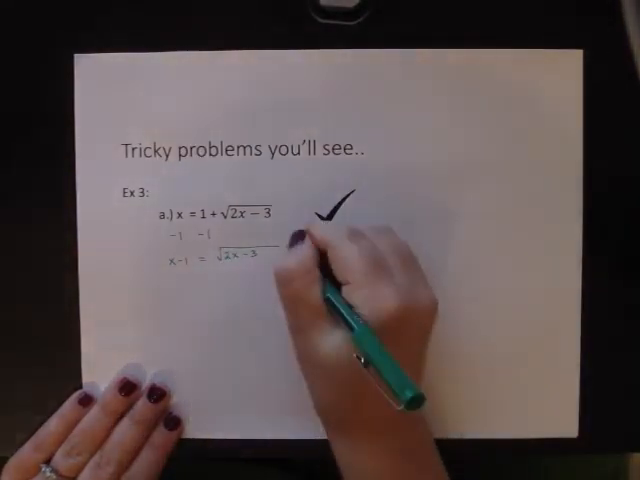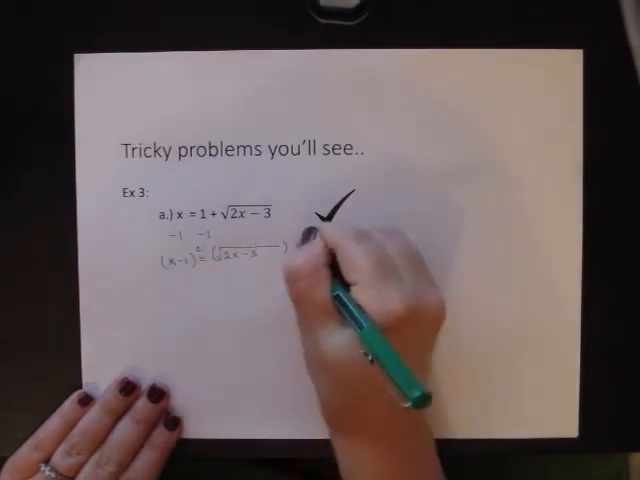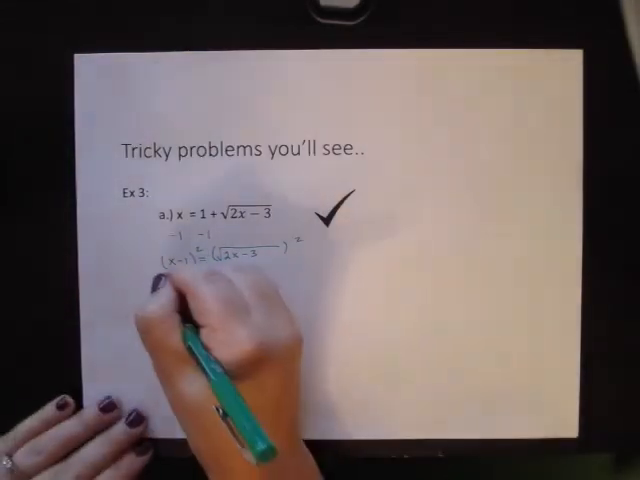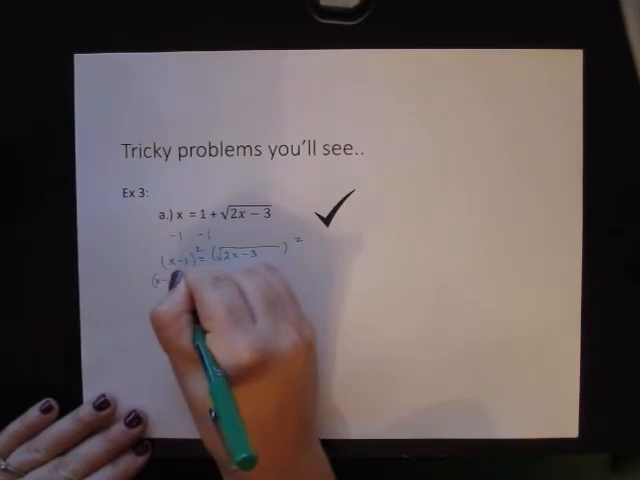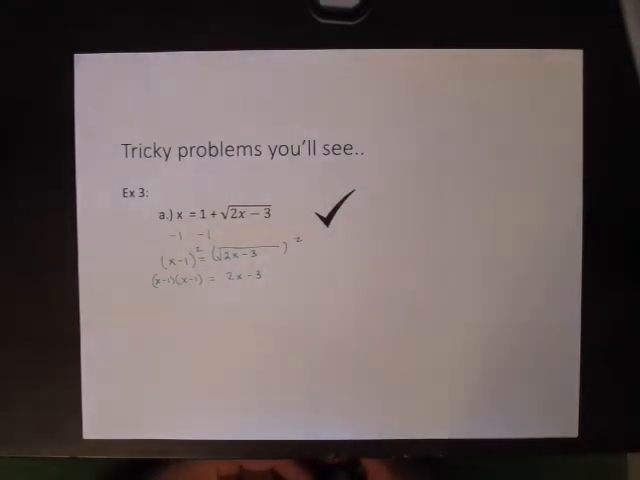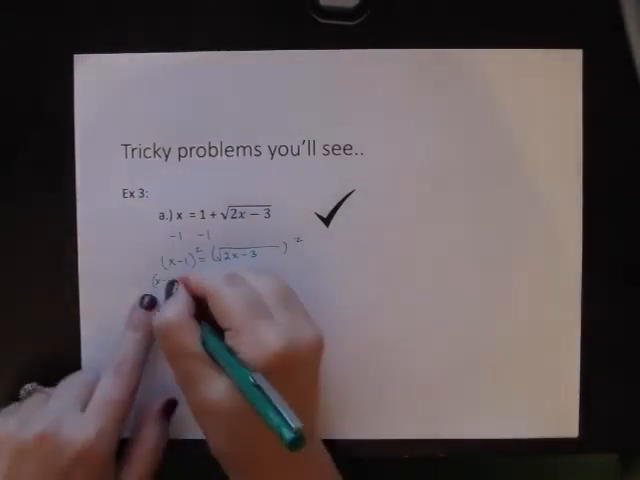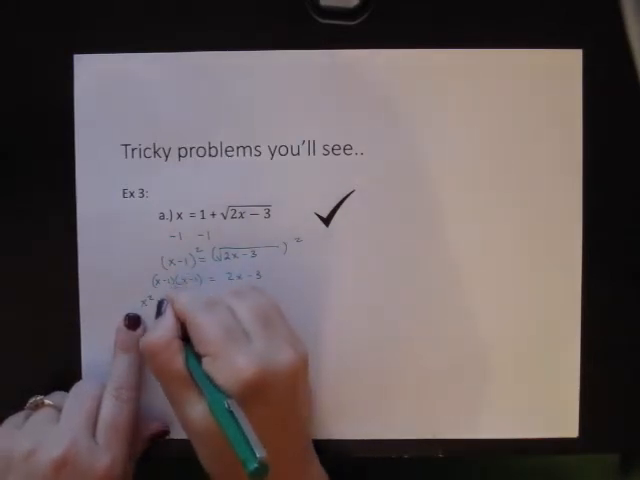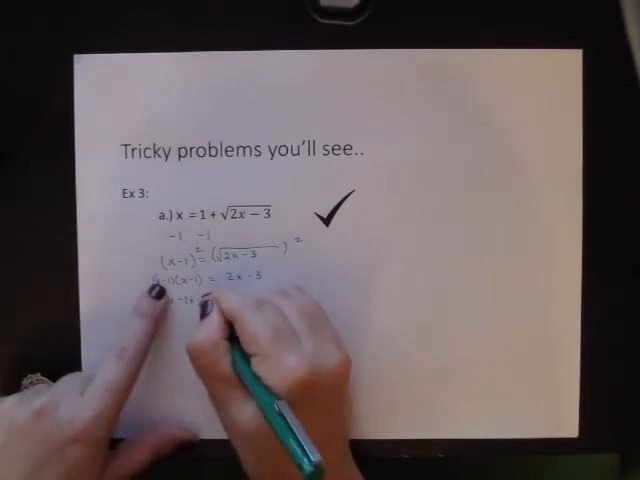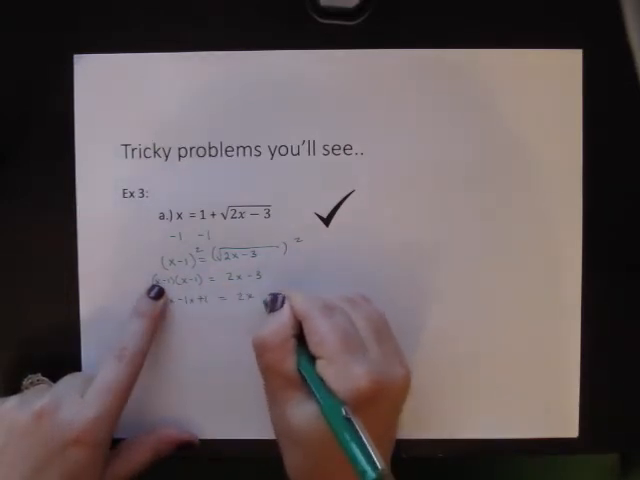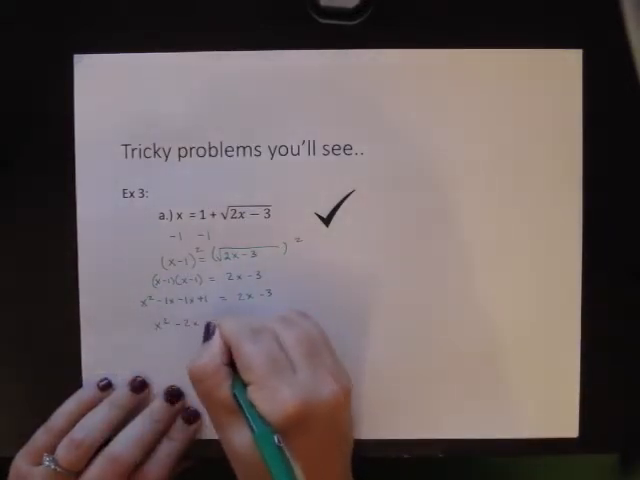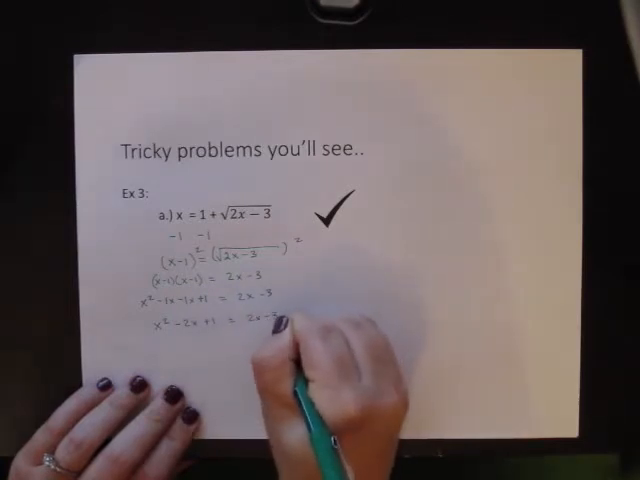The next thing we have to do is square both sides, because that's step 2. So what we have here is a binomial. Sometimes it's easier just to write it out, so x minus 1 times x minus 1, so that you can see to FOIL it, equals 2x minus 3. So if we FOIL, x times x is going to be x squared, minus 1x. Negative 1 times x is negative 1x. Negative 1 times negative 1 is plus 1 equals 2x minus 3. If I clean this up, this would be x squared minus 2x plus 1 equals 2x minus 3.